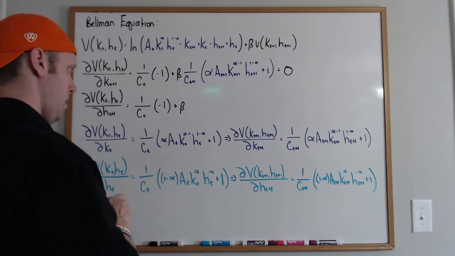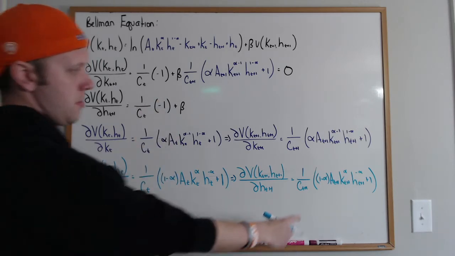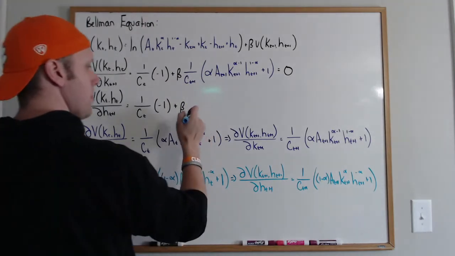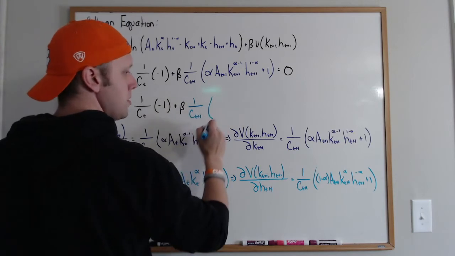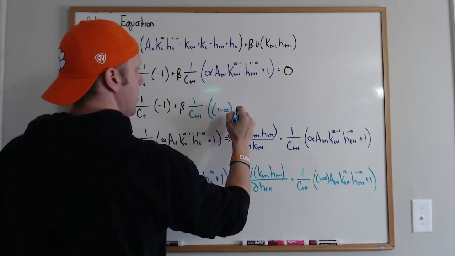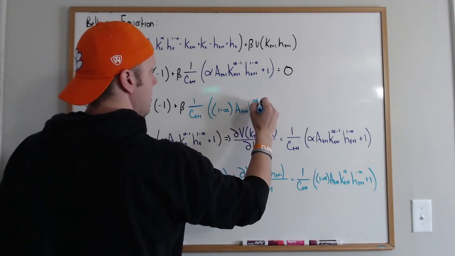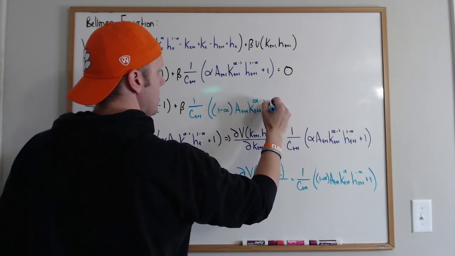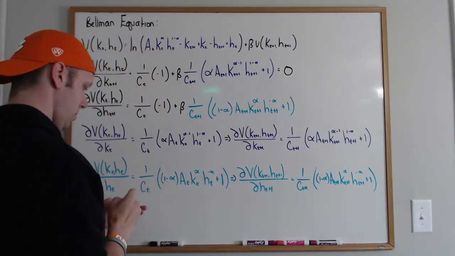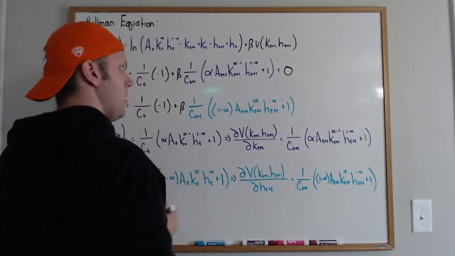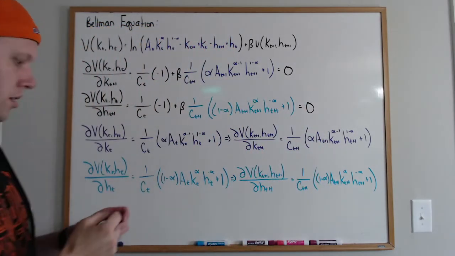Now, for human capital, I just take what's in blue here, put it right here. What do I get? Well, it's, again, 1 over c_{t+1} times (1 minus alpha) times A_{t+1} times k_{t+1} to the alpha times h_{t+1} to the minus alpha, again, plus 1. And that is also equal to 0. So this is my marginal product of physical capital.